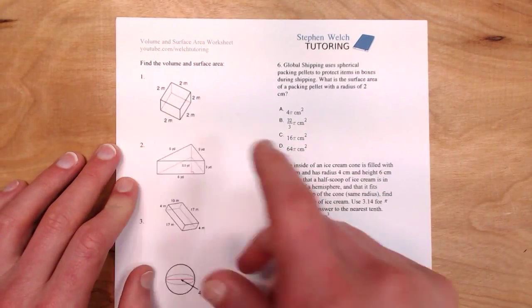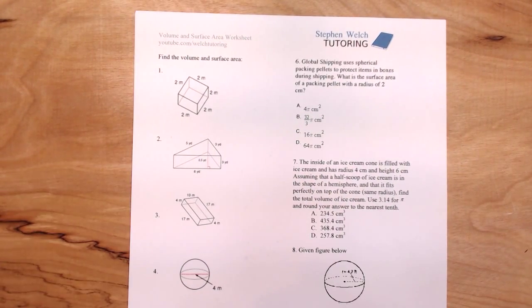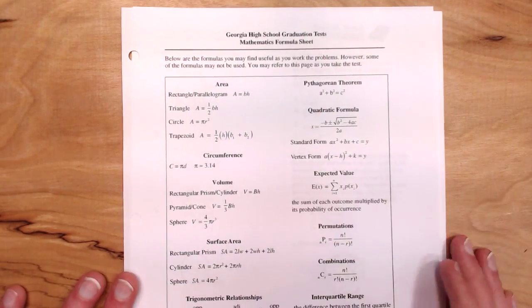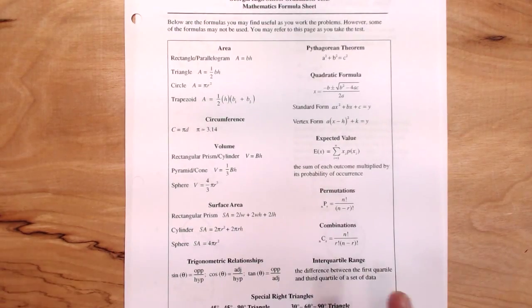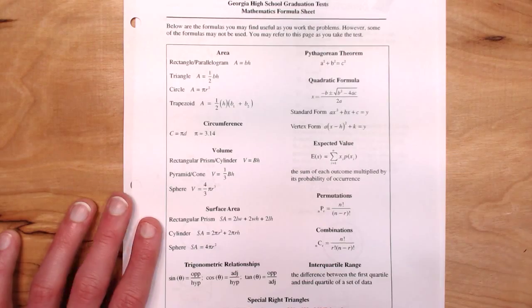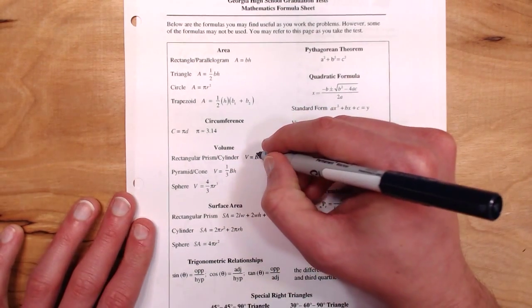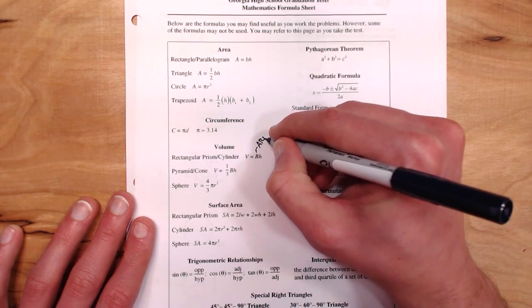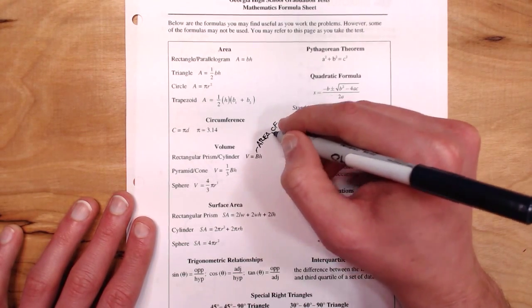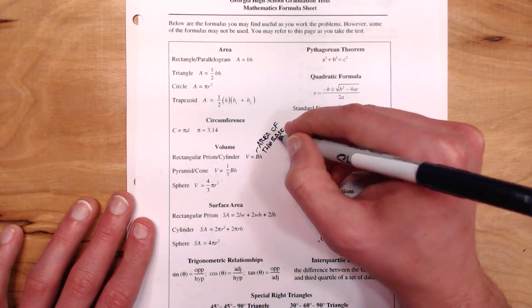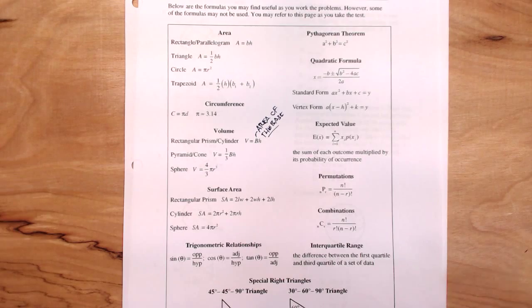Okay, this is the volume and surface area worksheet. So you do have some things on your graduation test formula sheet that are going to help you here. I see the volume of a prism cylinder, and that's B times H, and this is a small thing, but you've got to know this to get it right. The capital B, what that really means, what they're trying to tell you, is that's the area of the base.